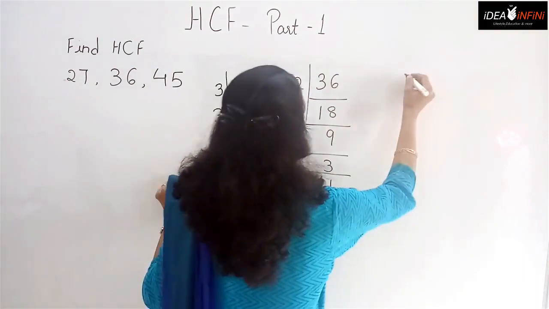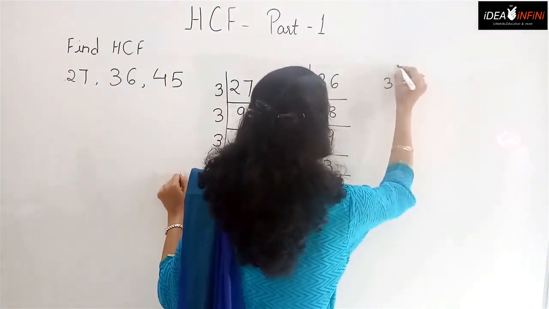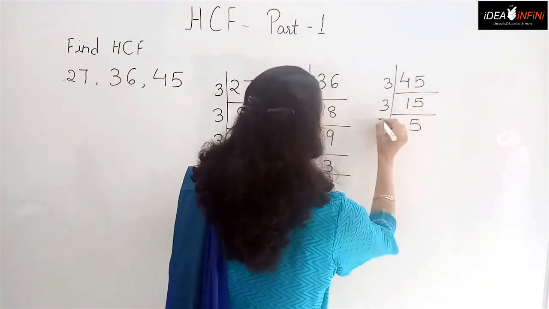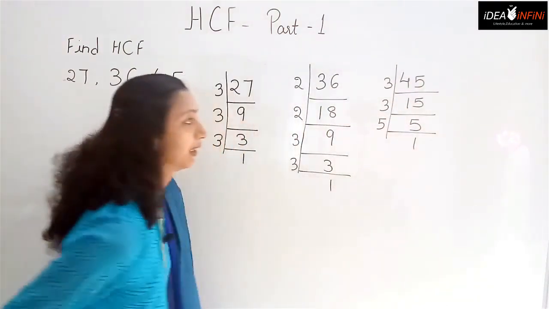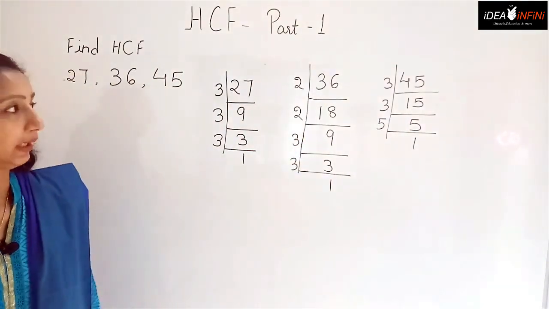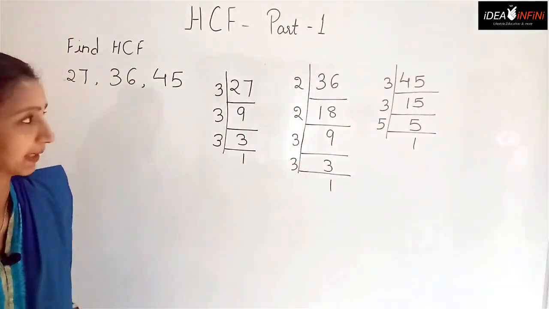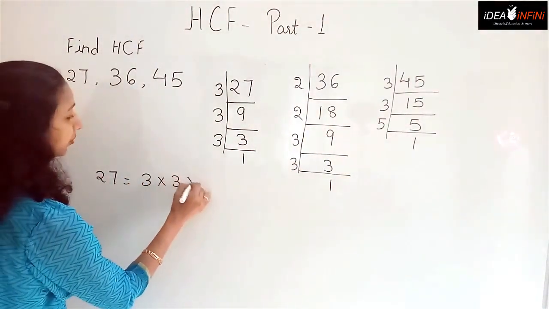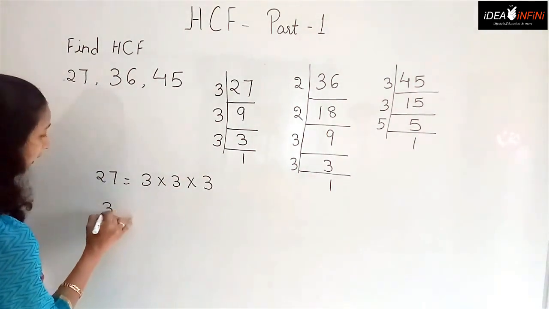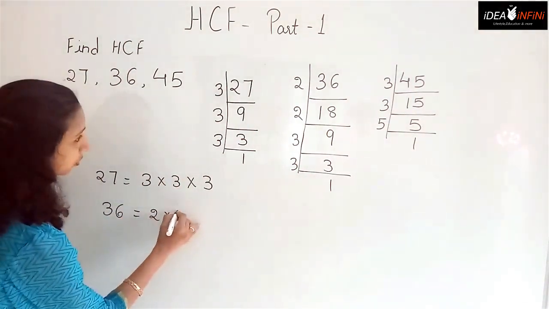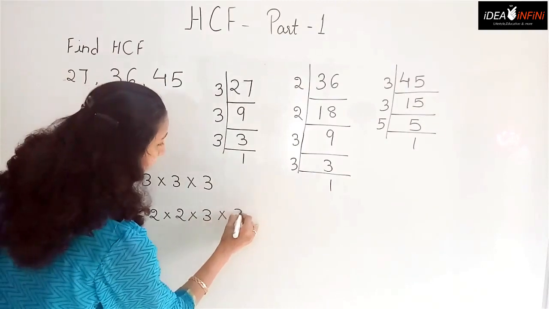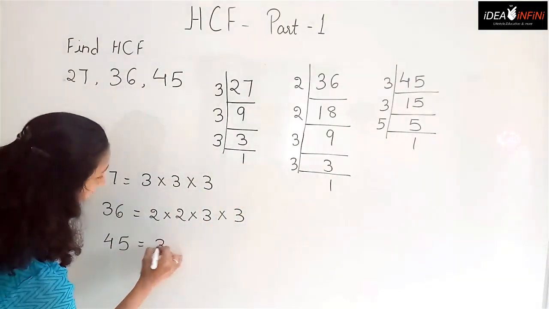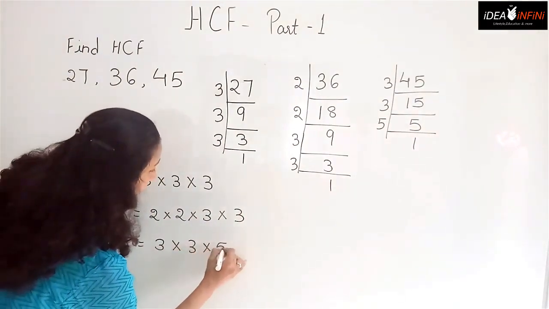And then comes 45. 45 is divisible by 3. 3 5s are 15, and then 5 once again. So these are the factors for 45, 27 and 36. Let's write them together in a line. 3 into 3 into 3 is 27. 36 has factors 2 into 2 and 3 twice. Then comes 45. Factors of 45 are 3 into 3 into 5.